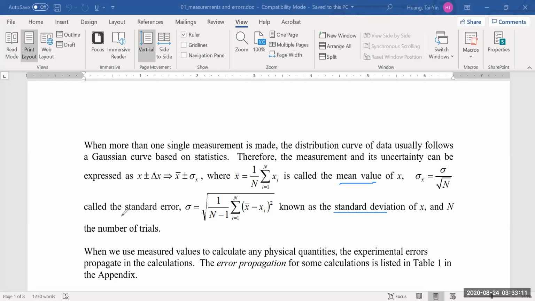To calculate standard error, you will use this expression. The standard error is the standard deviation divided by the square root of the number of trials. If you measure 100 times, you do this and you get the standard error. What about relative error? The relative error would be the standard error divided by the mean value. This is what we call the relative error.